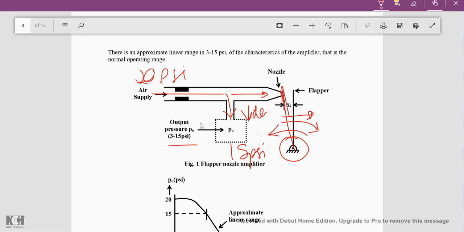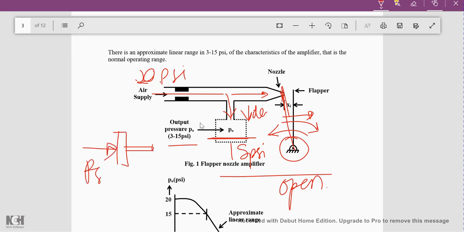Here one more thing you can understand, this is an open loop system. It is without any feedback. Okay, directly we are obtaining the control here. Now this 15 psi pressure can be used to move a certain piston here to get some work done. Okay, so that is what you can say flapper nozzle.